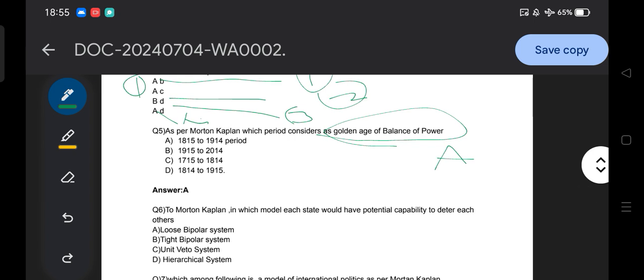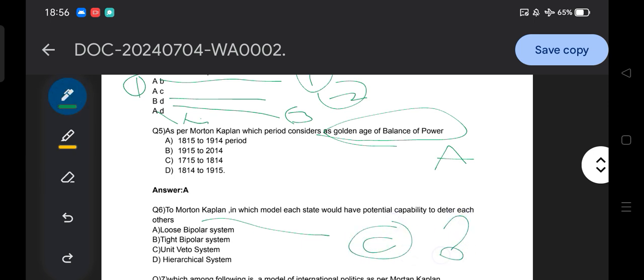Then moving to the next question: according to Morton Kaplan, in which model would each state have the potential capability to deter the others? That means any state has the power to create a fear factor in other states. Option A loose bipolar system, option B tight bipolar system, option C unit veto system, and option D hierarchical system. As you all know, Morton Kaplan talks about 6 models of the system theory of international relations, and from those you have to find the one appropriate for this question. The answer is option C, unit veto system.